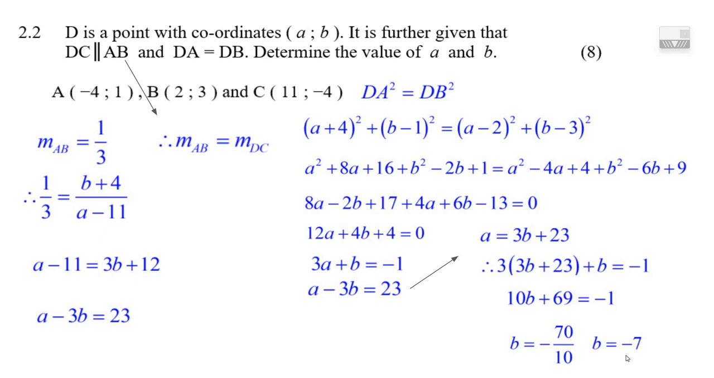Well, how am I going to get A? All I do is take that minus 7 and put it back in here. Instead of B, I put minus 7. 3B, and I add 23. Minus 10. What do I get? I get minus 10 plus 23. It looks like A is 12.